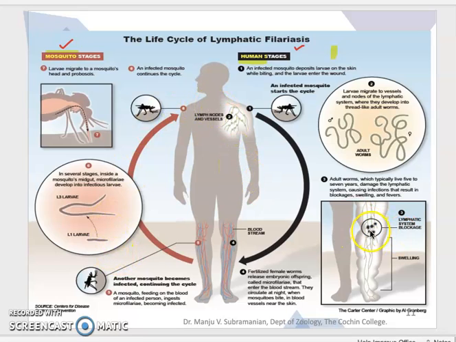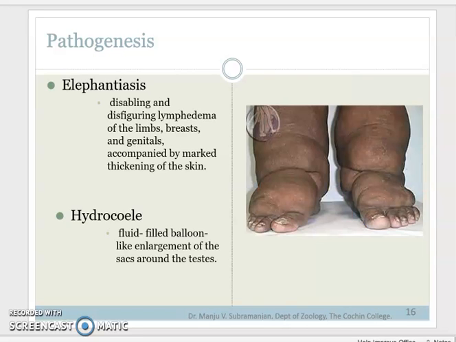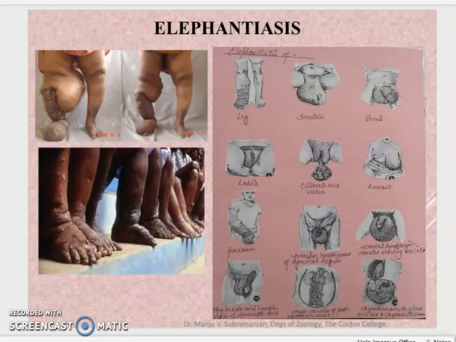So in certain regions the lymphatic system gets blocked with the microfilariae, and this results in the swelling of the lymph nodes, and in turn it can lead to elephantiasis. So the cycle gets repeated like this. Then it results in lymphedema, that is the blockage of the lymph nodes, then elephantiasis and hydrocele, and these are a few pictures showing the infection caused by this microfilaria.